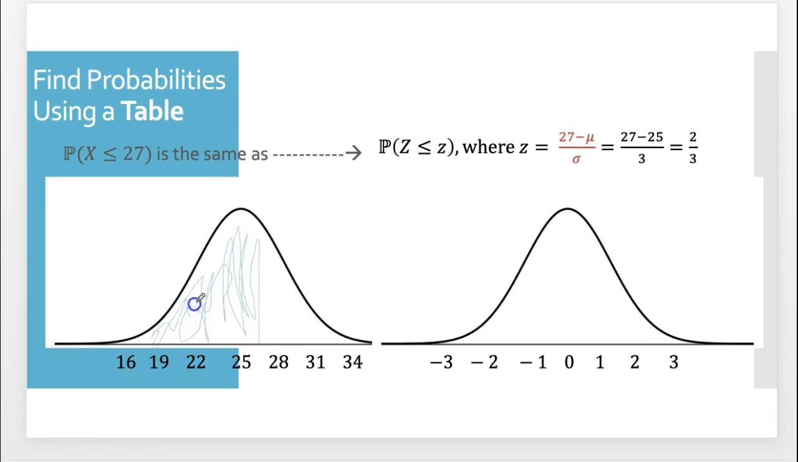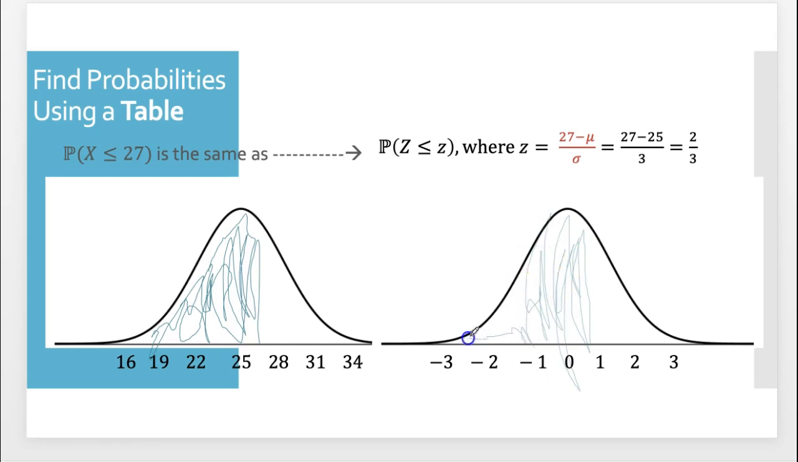This area here is going to be the same as the area of z being less than or equal to 2/3, right? So these two shaded regions would be the same. 2/3 is roughly about right here, right? So this shaded region would roughly be the same.